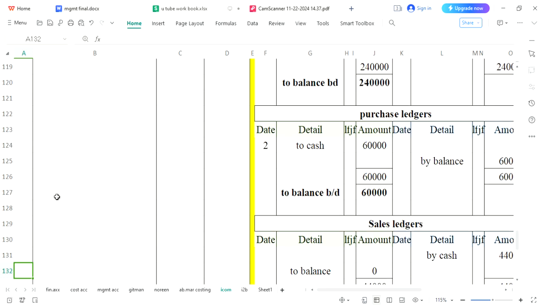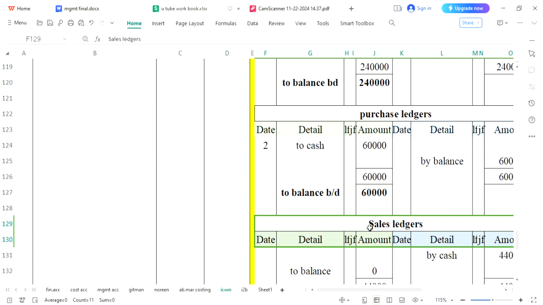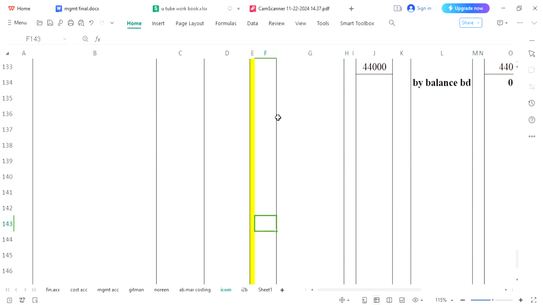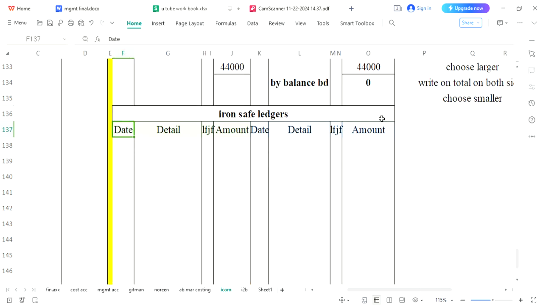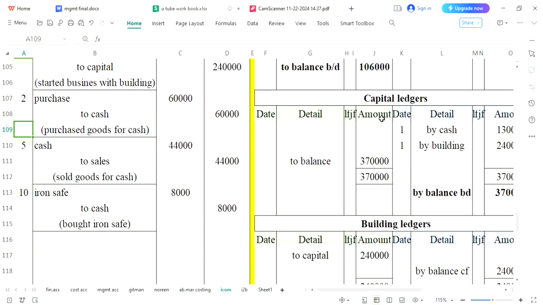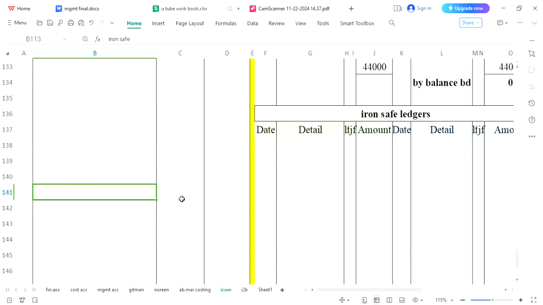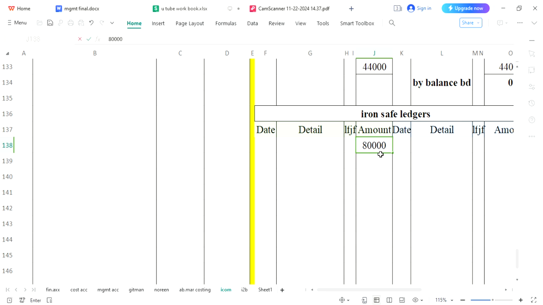I am going to take again help of Excel, copy pasting of heading except for the title. Last ledger is for iron safe. Rule is similar. We will be looking for the safe. If it is present on debit, we will choose debit. This is the only entry where iron safe is present. Amount is written on debit side. So here you will choose debit side and will write the amount 8,000.